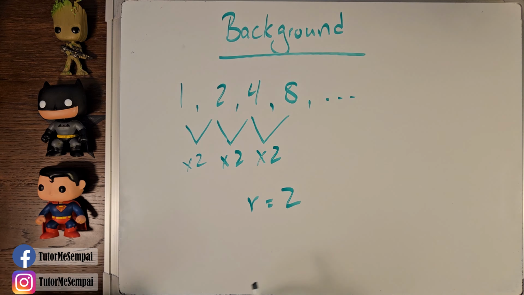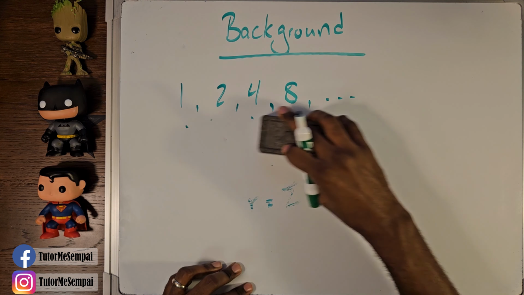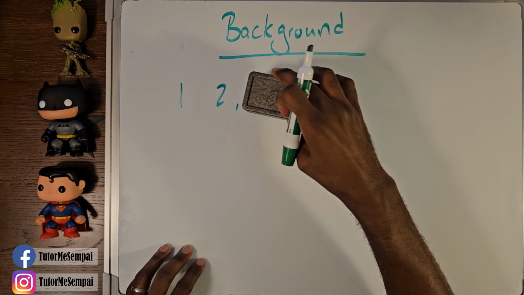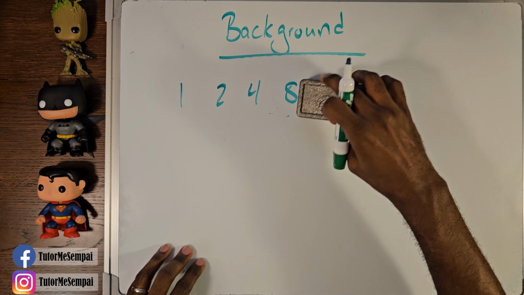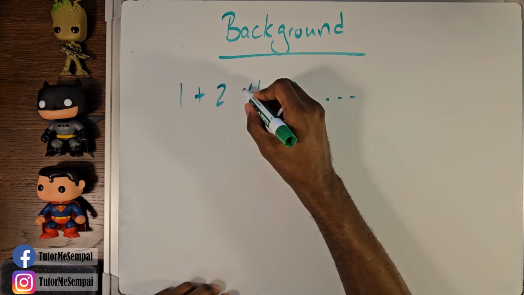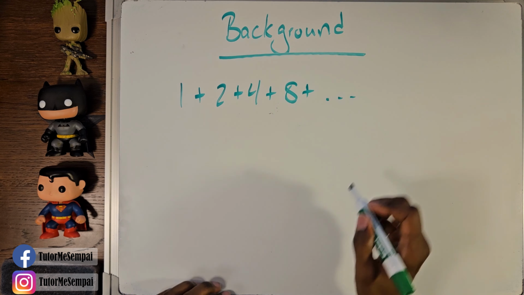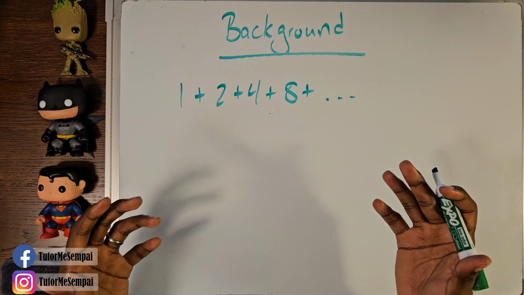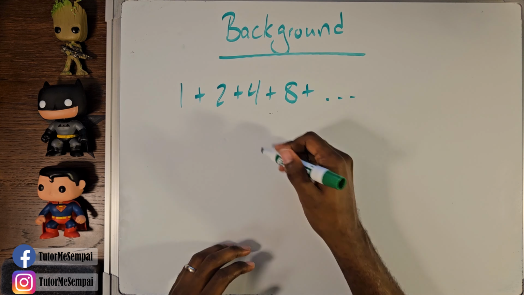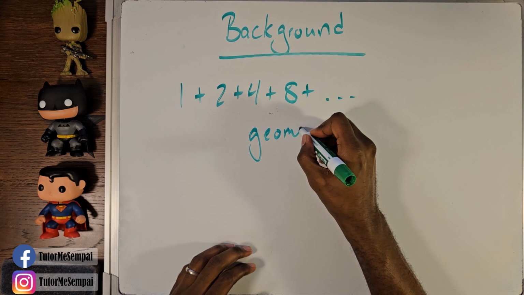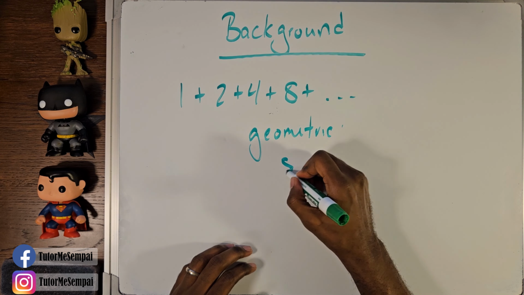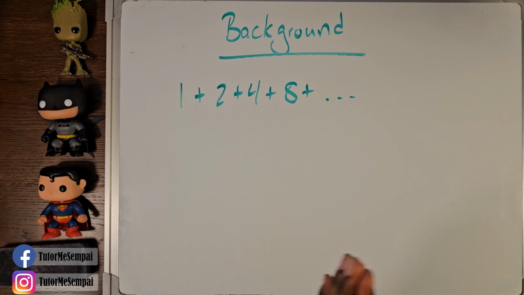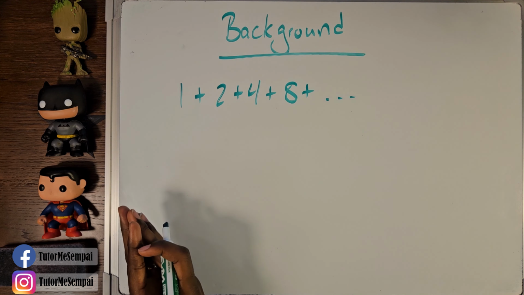And in order to change this sequence into a series, just like we did for an arithmetic series, we would remove the commas and put your addition signs here. And you're just going to add up all the terms in your sequence, making it a series. This is now a geometric series.